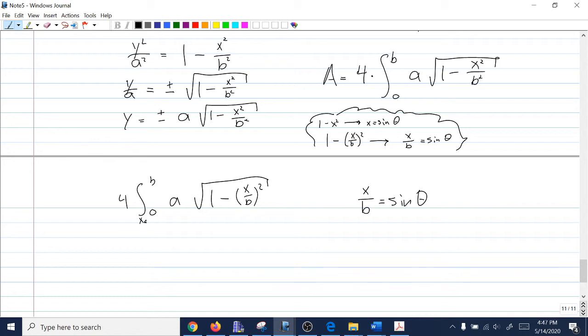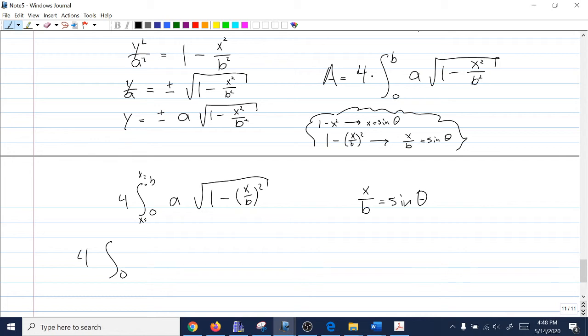This is x equals 0 to x equals b. This is going to turn into, if x is 0, what's theta? Sine theta should equal 0. Well, one of the places sine theta equals 0 is at 0, so 0 will work.